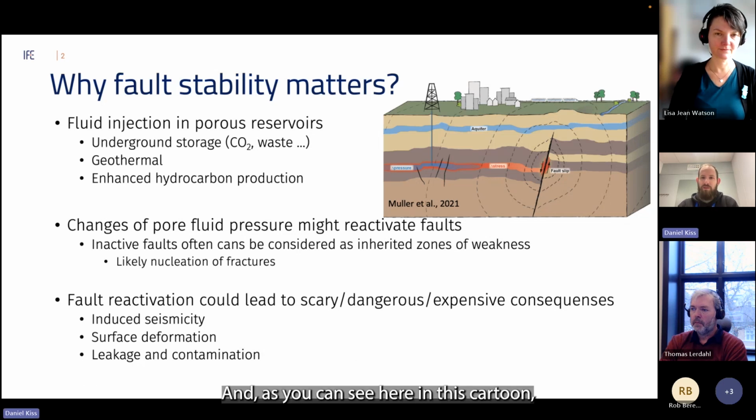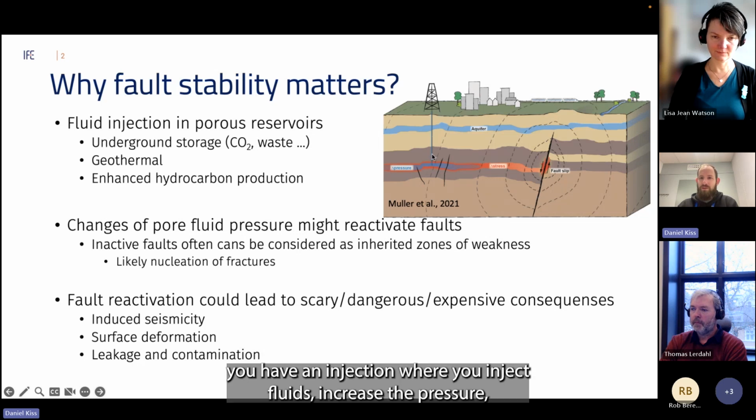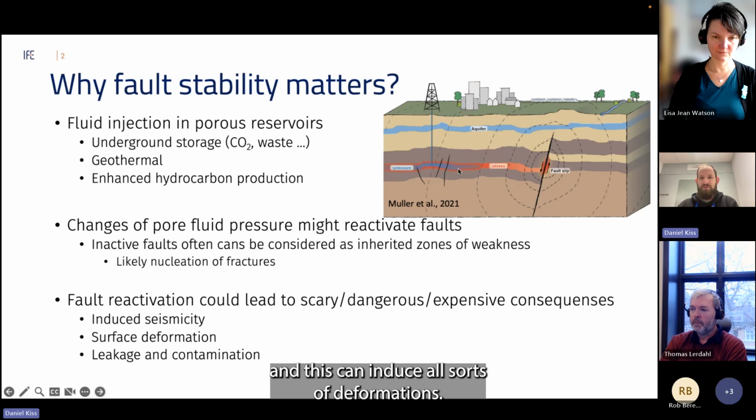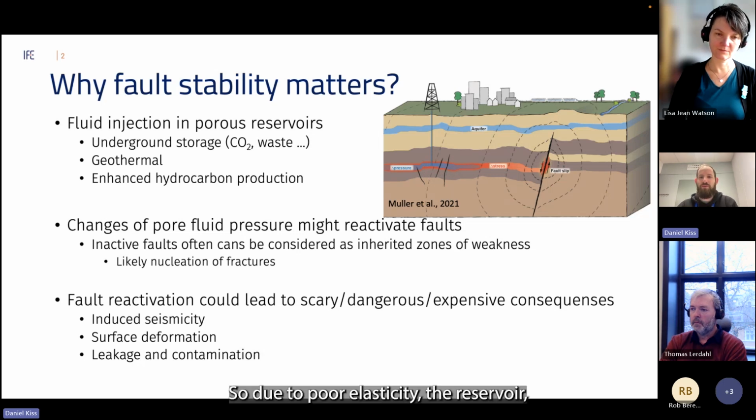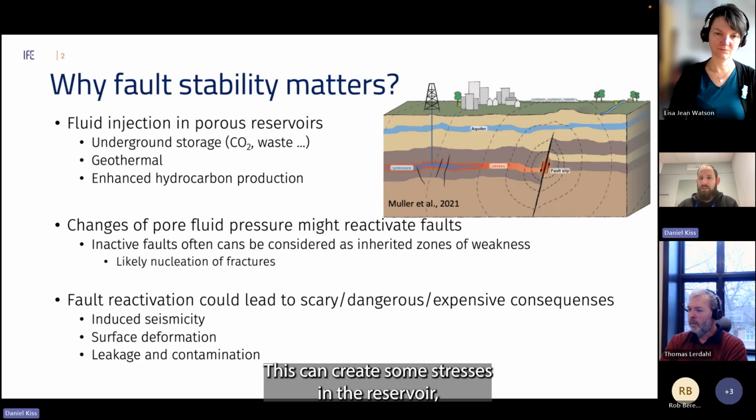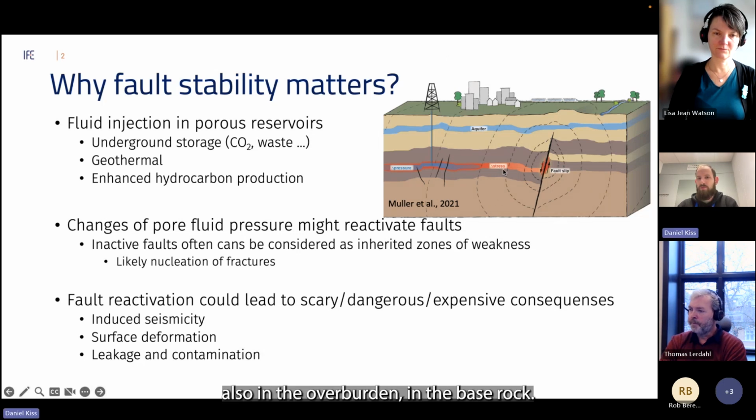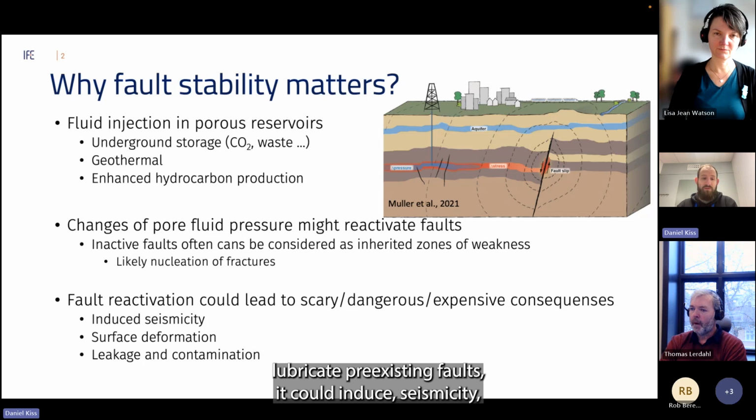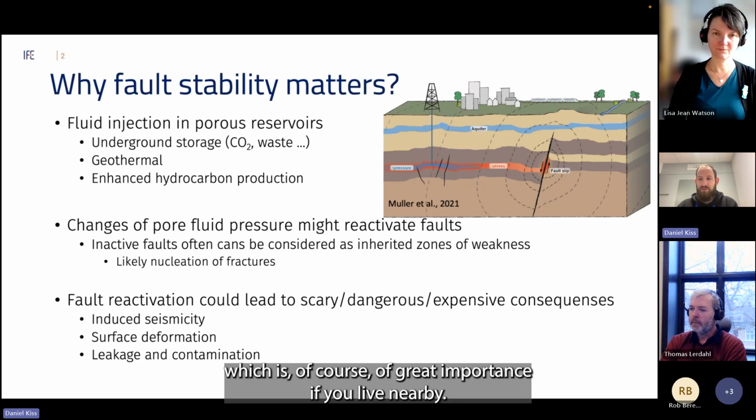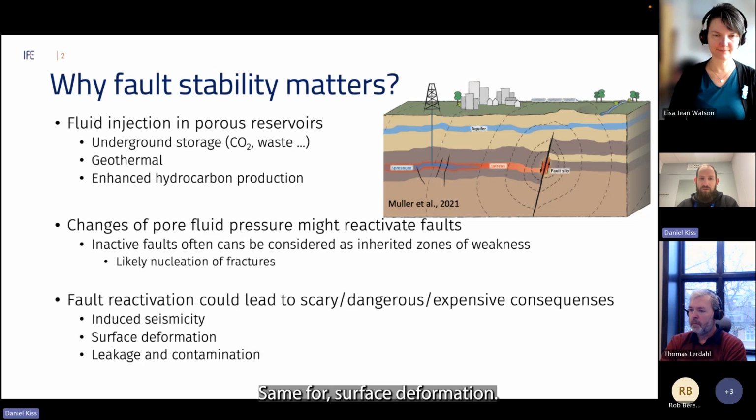And as you can see here in this cartoon, you have an injection well, you inject fluids, increase the pressure, and this can induce all sorts of deformations. So due to poroelasticity, the reservoir where the pressure is increasing would swell. This can create some stresses in the reservoir, also in the overburden, in the base rock. And in some cases, when fluids lubricate pre-existing faults, it could induce seismicity, which is, of course, of great importance if you live nearby. Same for surface deformation.